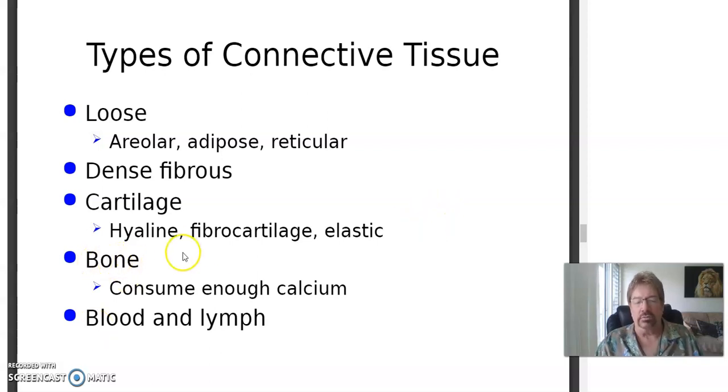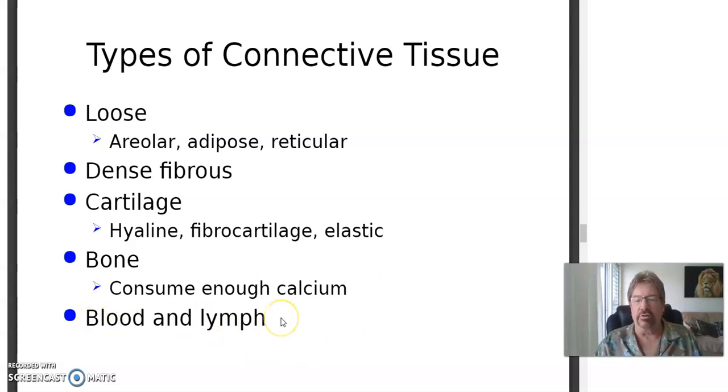Okay, bone is a type of connective tissue. Bone is the framework of the body that allows the muscles for attachment, and by contracting the muscles, move the bone and give us mobility. It says consume enough calcium. Yeah. Calcium is what makes the bone strong, guys. And there's a very important variety of mechanisms in the body that make sure there's enough of it.